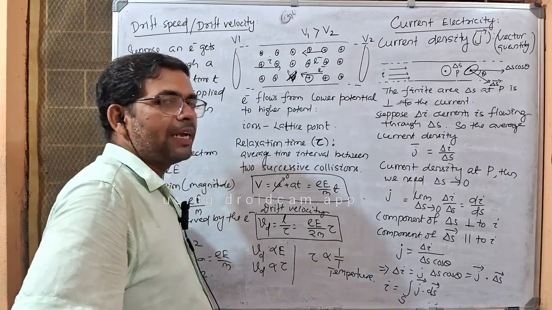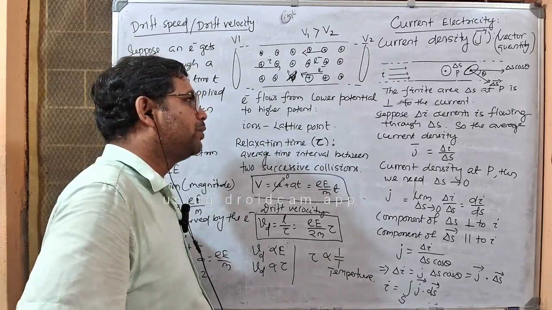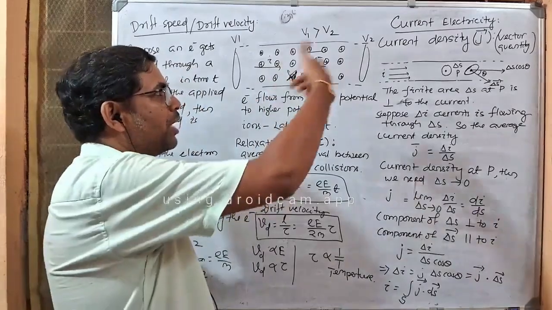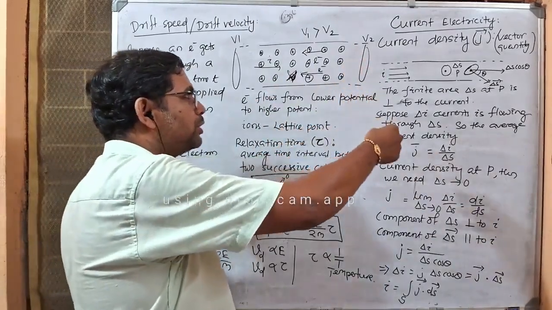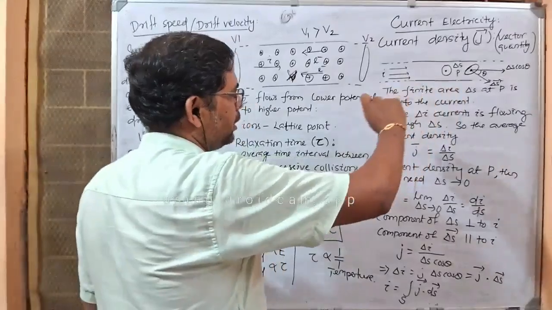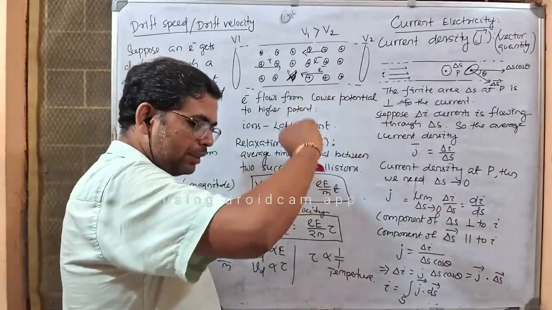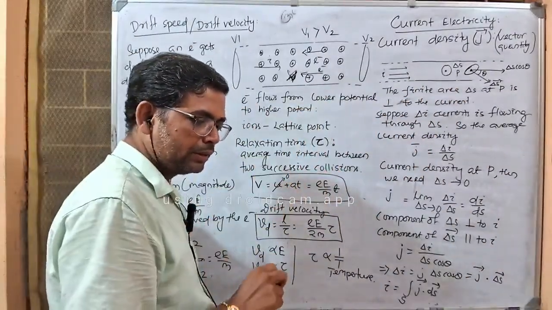So next time try to improve your writing. You just explain the thing. If I give you current density, you just explain it: it's a vector quantity. Step by step, you write it.